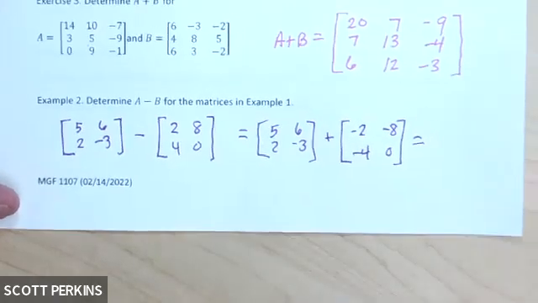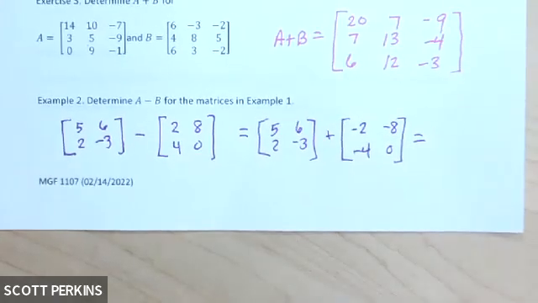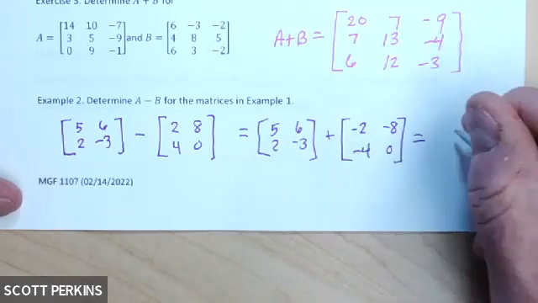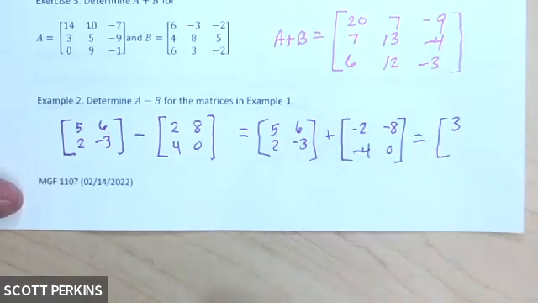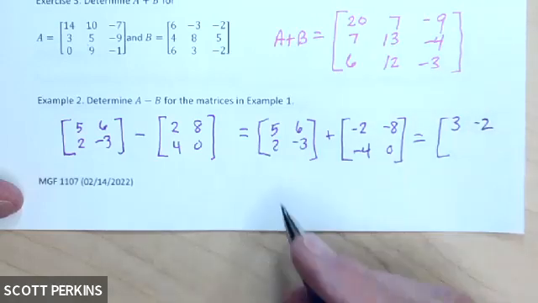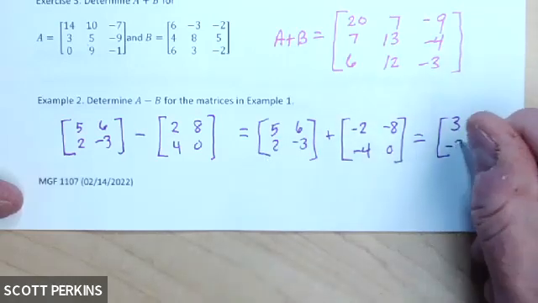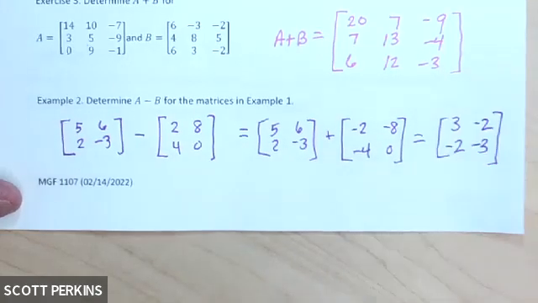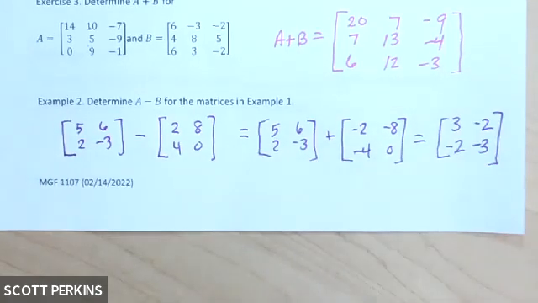And now I'm ready. Now it's just combining the terms in the appropriate places like we did before. So 5 and negative 2, or 5 minus 2 is 3. That's the first position. 6 plus negative 8, or 6 minus 8 is negative 2. 2 minus 4 is negative 2. And negative 3 minus 0 is negative 3. And there's my result matrix.